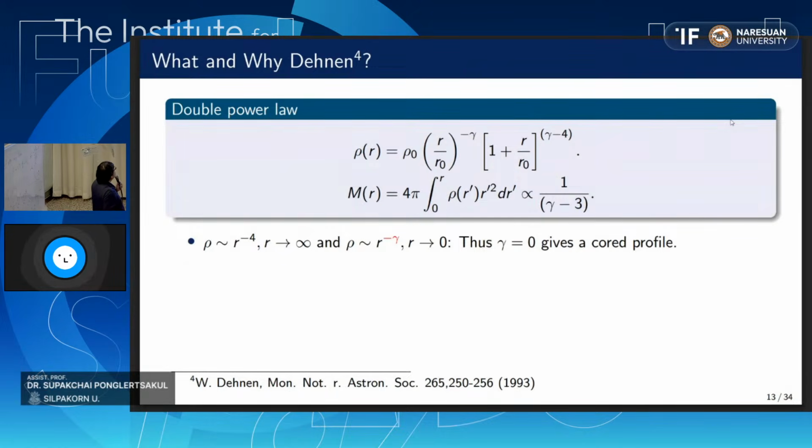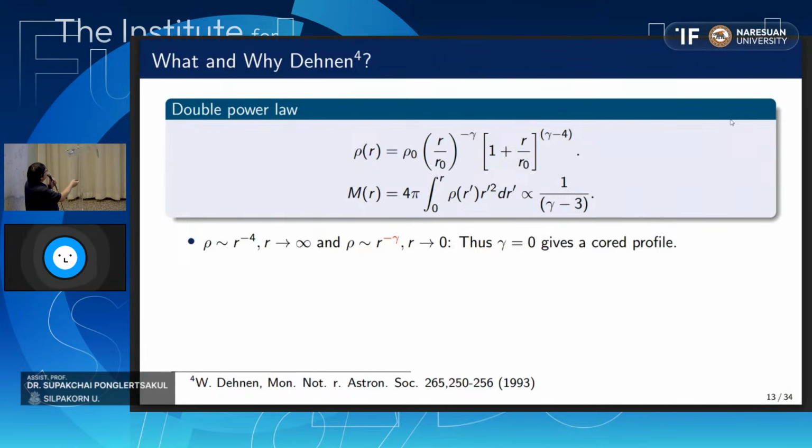Okay. So now, if you try to understand this density profile a little bit more, first we can find the mass function of this density profile by integrating the density profile. It turns out that the mass function is proportional to 1 over gamma minus 3. That prevents us from setting gamma to be 3, because it gives an unphysical mass profile.